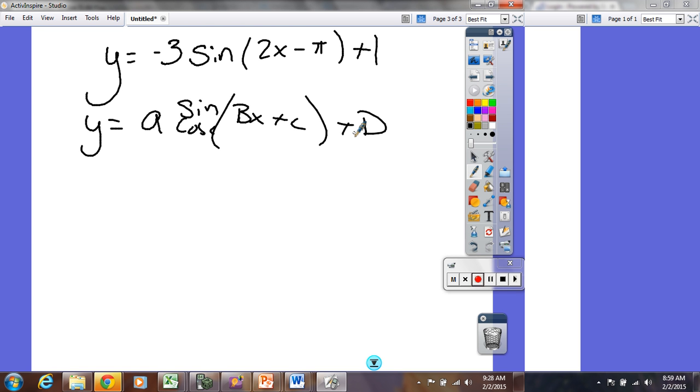All right, you guys ready? A, what do you guys think A stands for? It is your amplitude. What do you guys think B stands for? It is your frequency. C is called your horizontal shift. And D is your vertical shift, which we also call our midline.